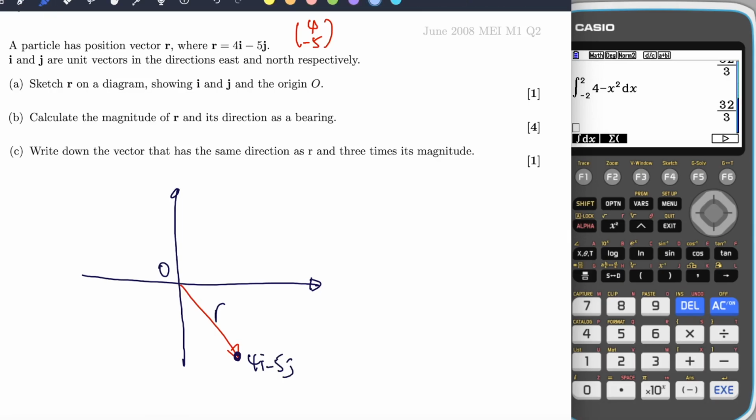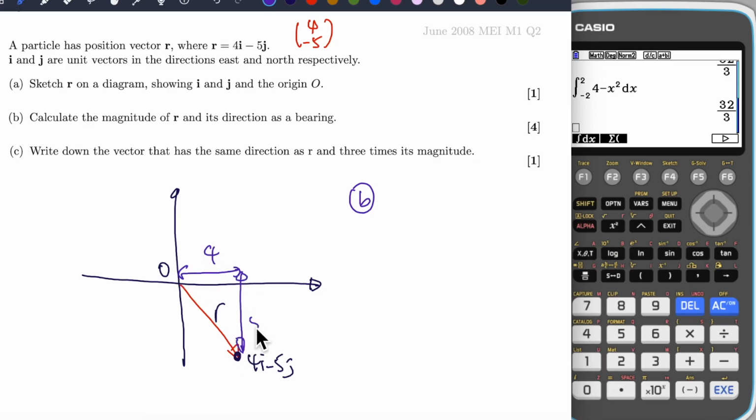Part B asks us to find the magnitude, which is the length of the line, and also the bearing. So bearing with respect to the north will be the angle from north. So those are the two things the question asks for. Part B, the first thing is the magnitude of R, which is the size of the number. So this length is 4.